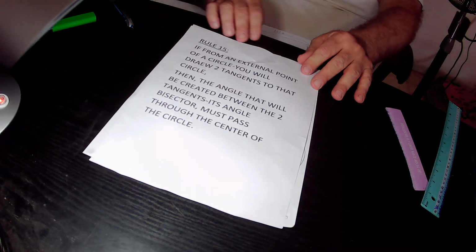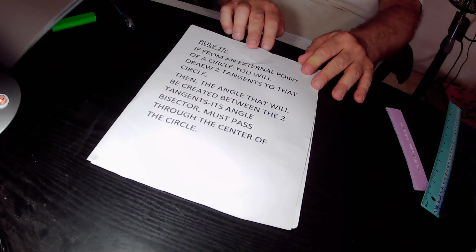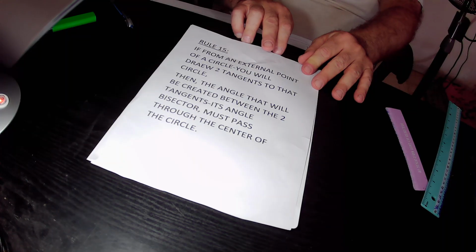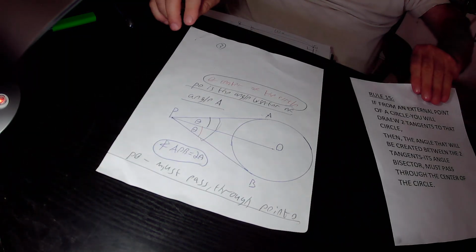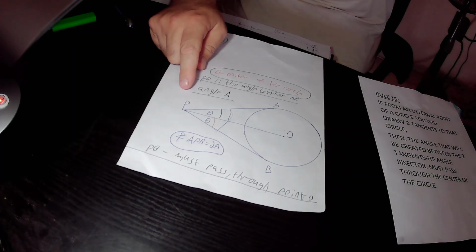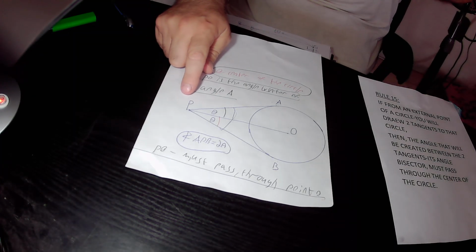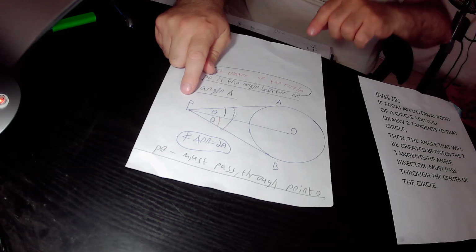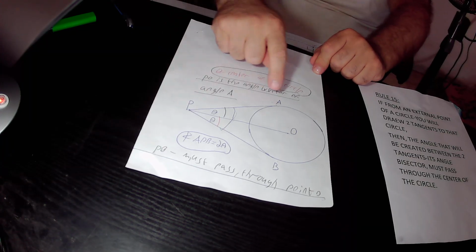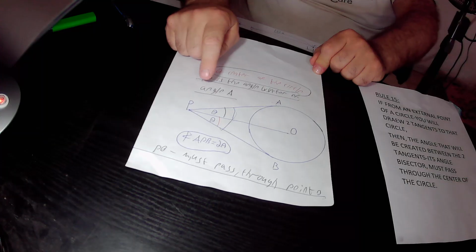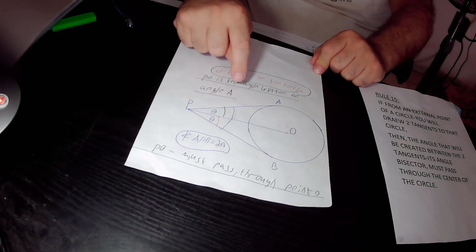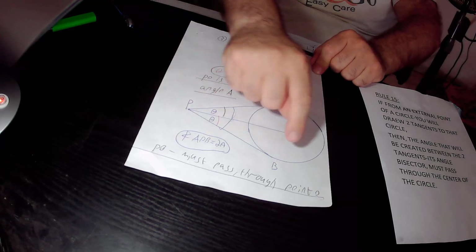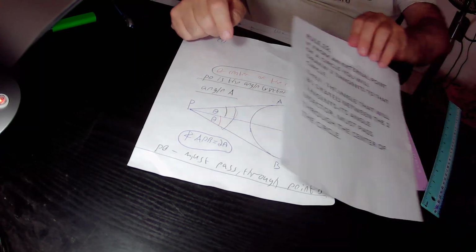According to rule 15, if from an external point of a circle you draw two tangents to that circle, so here we have, this is the external point P. From this external point P, we draw two tangents to this circle, tangent PA and tangent PB. By drawing those two tangents PA and PB, we created this angle, that is angle APB.